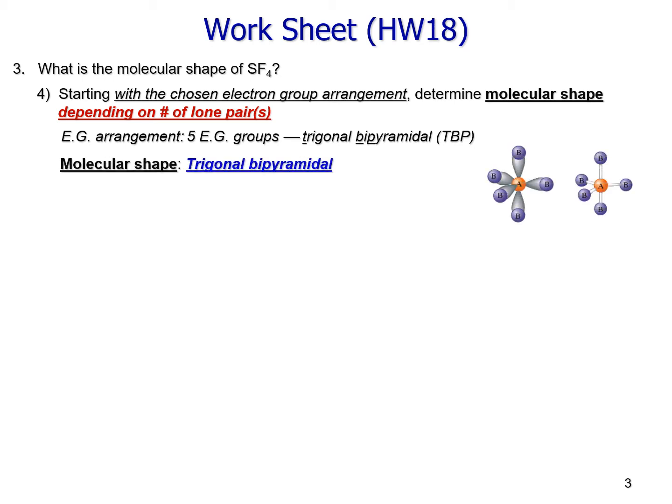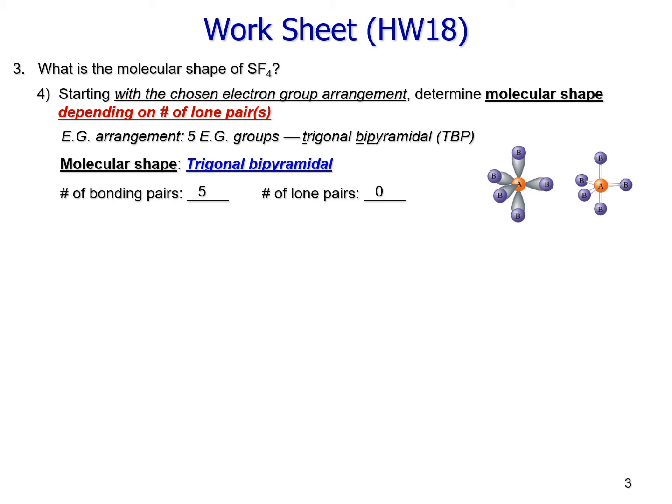Without any lone pairs, the molecular shape is going to be the same as the arrangement. How do we know there will be no lone pair here? Because we find there are 5 terminal atoms with the 5 electron groups. That means each electron group is a bonding pair. So the number of bonding pairs is 5, and the number of lone pairs is 0.